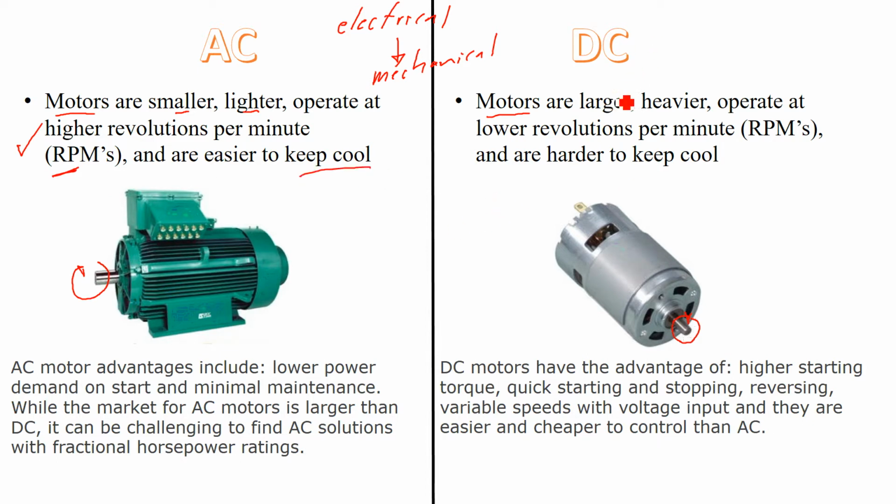In the case of DC motors, well, they're the opposite. They're heavier, they're larger. They operate under lower revolutions per minute, and they're more difficult to keep cool. The bottom here, I just copied and pasted from a website, so they do identify, yes, there are some advantages to AC motors, but there are also some advantages to DC motors as well, and that's why we do also have DC motors in addition to the AC motors.